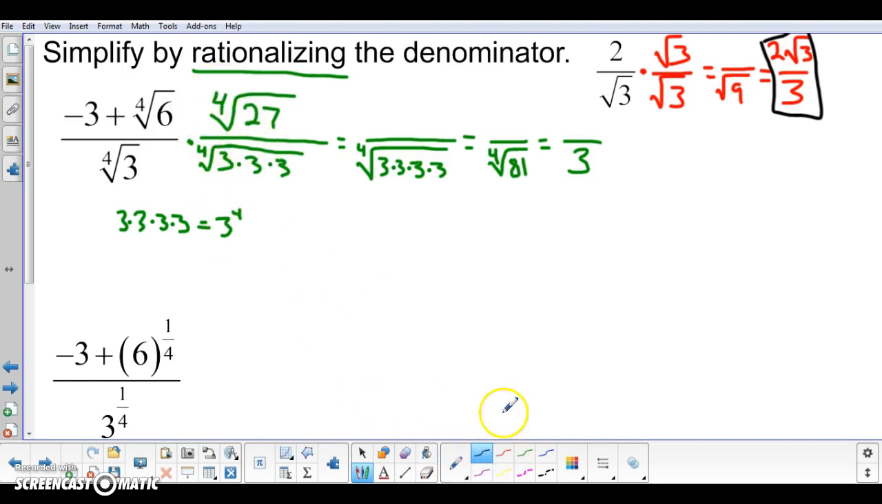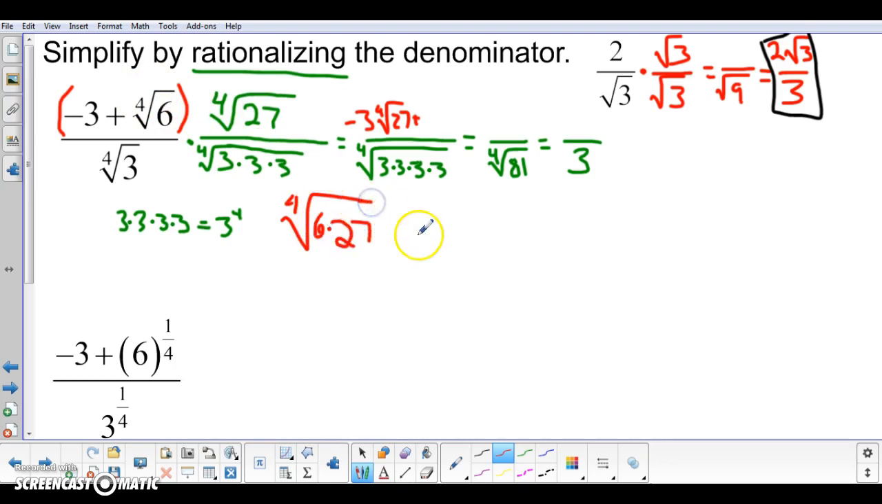Because there's 2 terms in the numerator, I need to distribute that expression. So I'm going to take negative 3 times this, so I'll have negative 3 times the 4th root of 27, plus the 4th root of 27 times the 4th root of 6. Now this is going to be interesting because these are both 4th roots. So I can take the 4th root of 6 times 27. Now I would have to simplify that expression if necessary, and I think I'm going to need to do that.